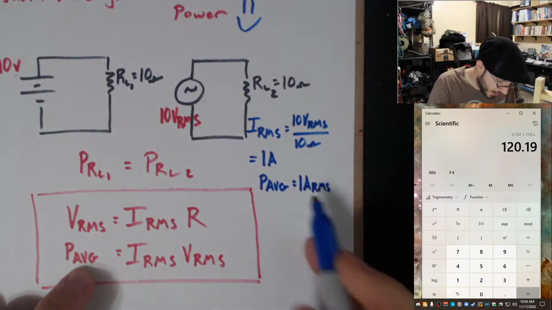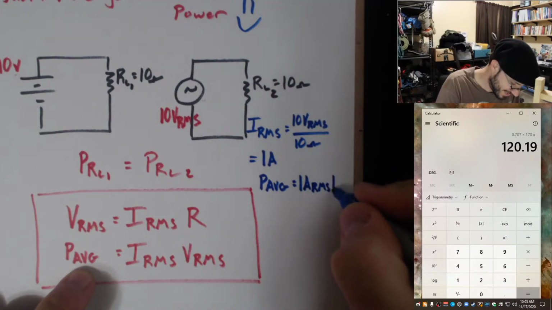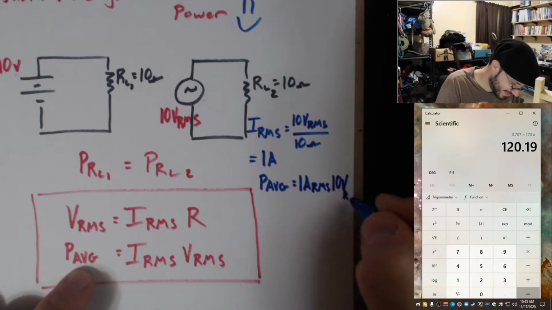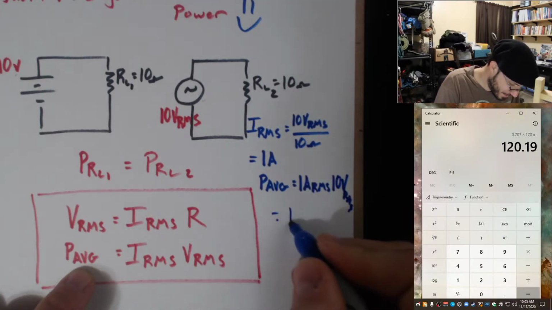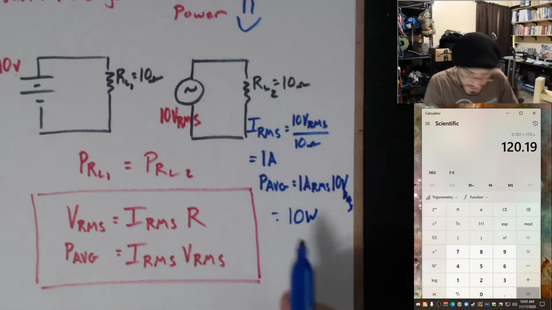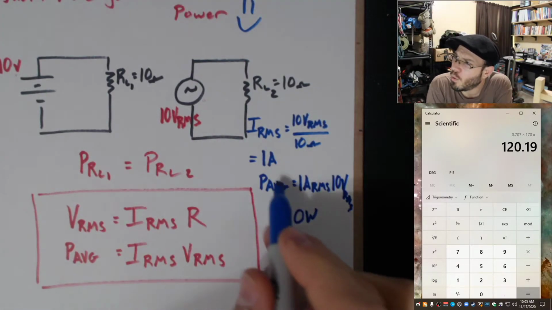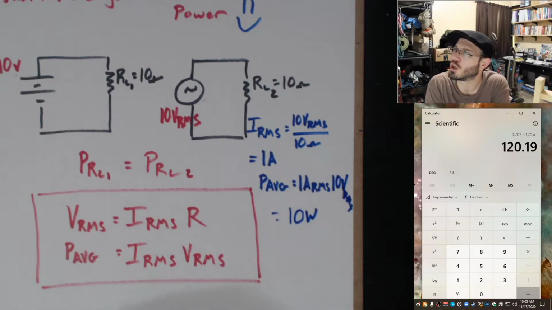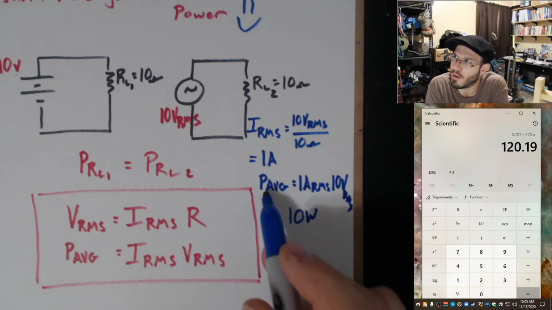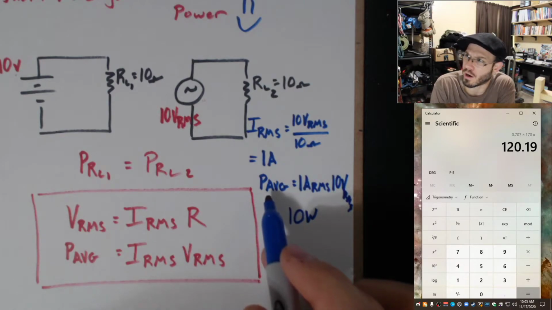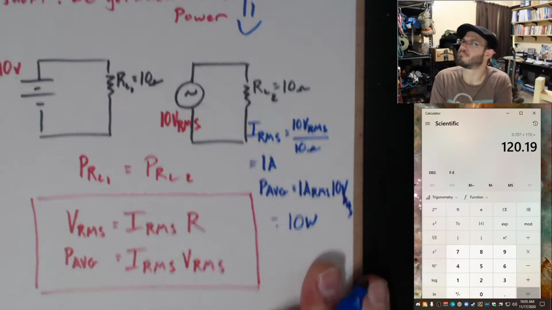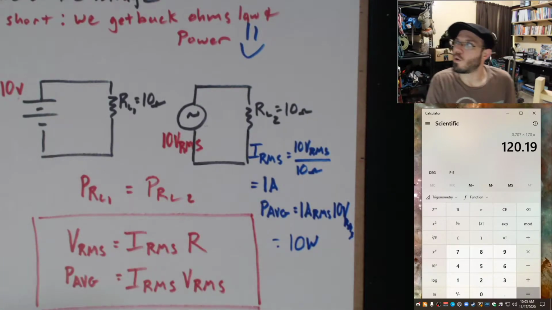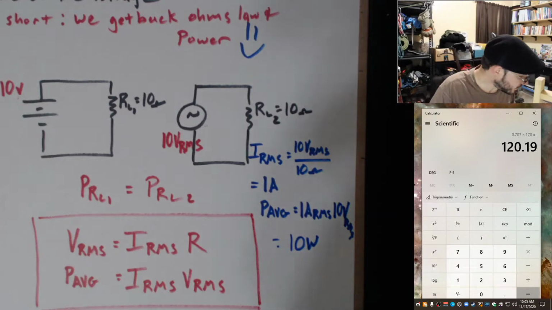I guess we could do that, squeezing it in over here. 10 watts. Okay, power is never said to be in terms of RMS. It's not root mean square power. It's average power. So yeah, RMS, great way to get our equations back.